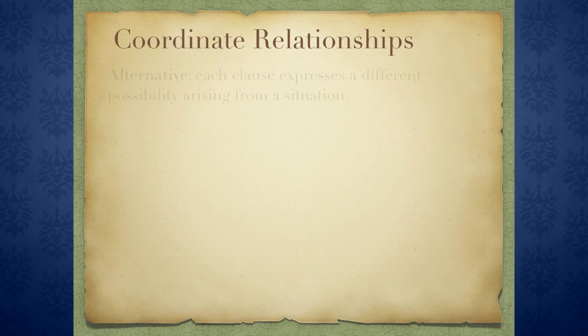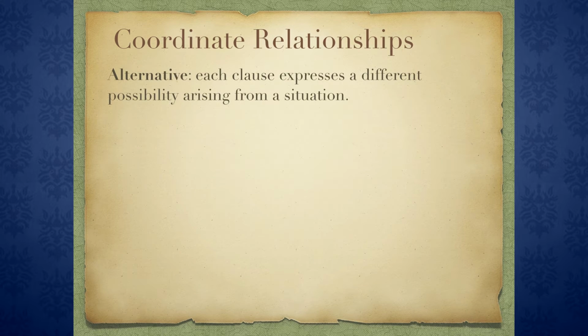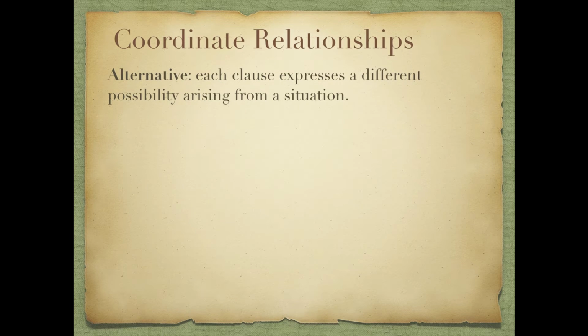The last type of coordinate relationship is alternative. In alternative, each clause expresses a different possibility arising from a situation. Keywords include or, but, while, or on the other hand.